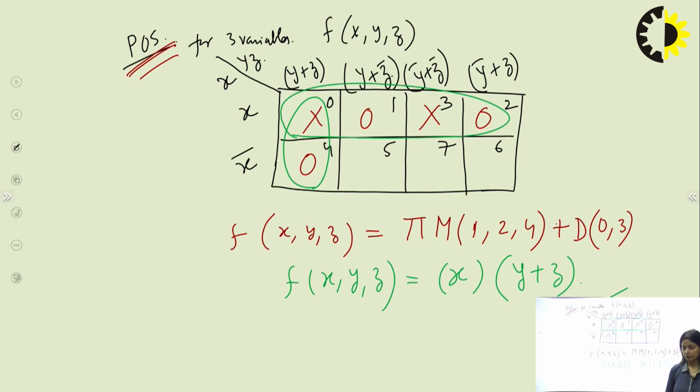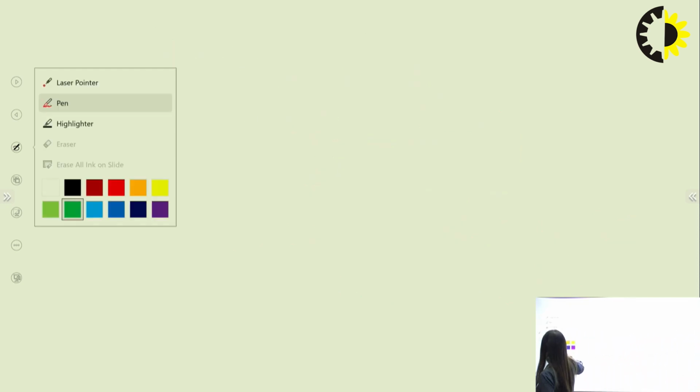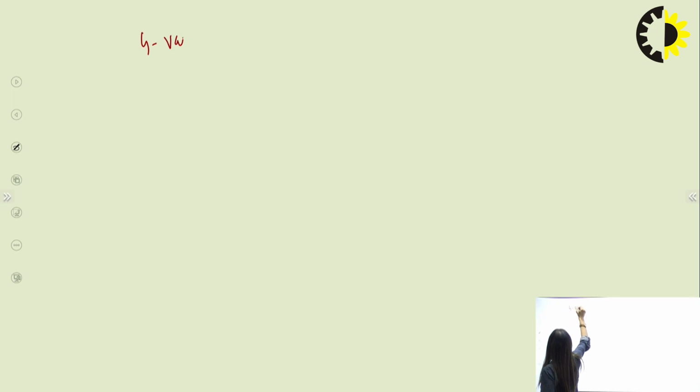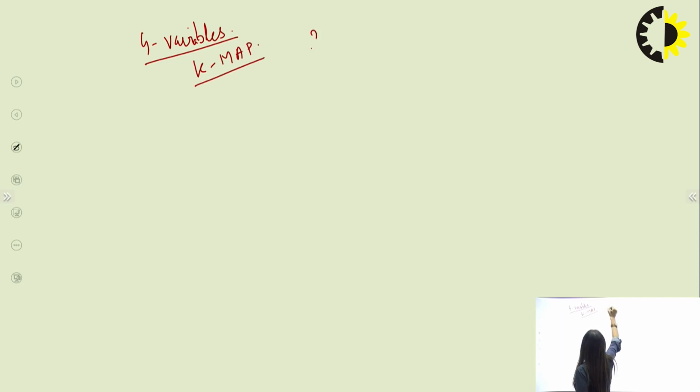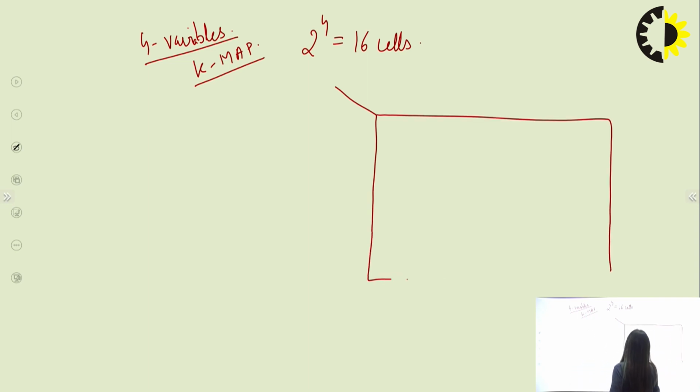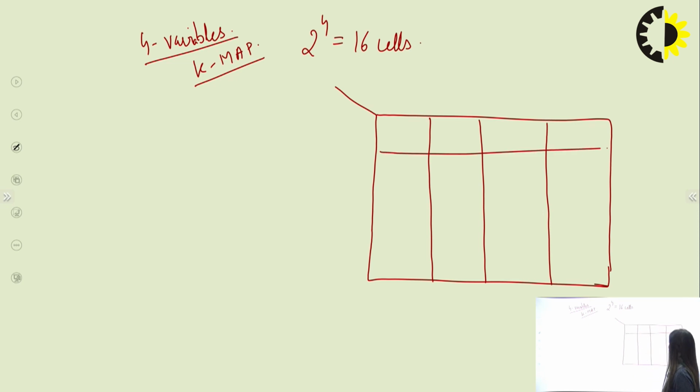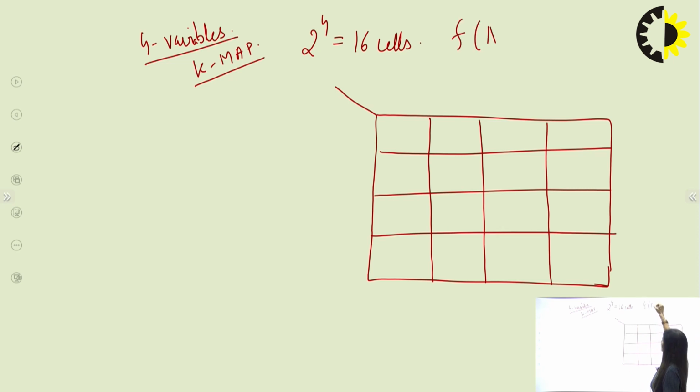Now coming to the 4 variable K-map. The similar pattern I will follow for 4 variables. K-map. I will make 2 raised to the power 4, that means 16 cells, like this I will be making. Let's see, the variables are A, B, C, D. 4 variables. Now I will put first 2 variables down the line and then CD.